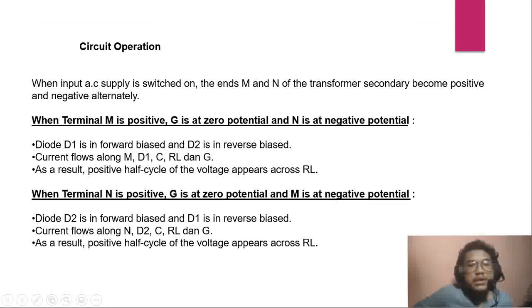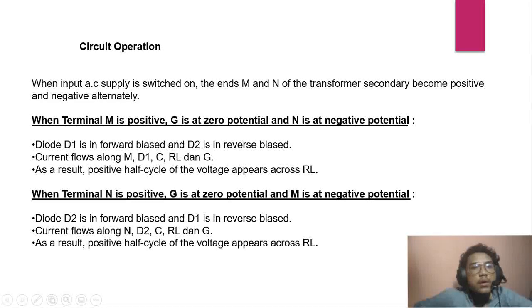Circuit operation of a full wave: when the input AC supply is switched on, the terminals M and N of the transformer secondary become positive and negative alternately. When terminal M is positive, G is at zero potential and N is at negative potential. Diode D1 is in forward bias and diode D2 is in reverse bias. As a result, the positive half cycle of the voltage appears across RL.